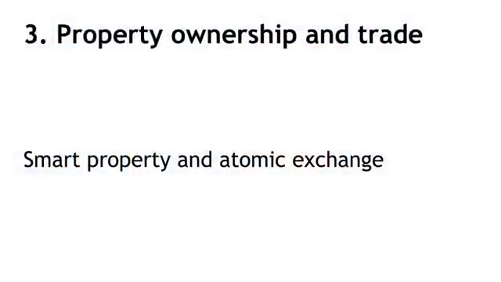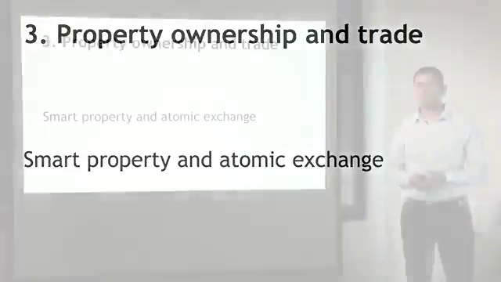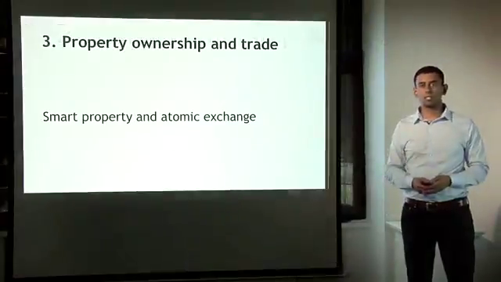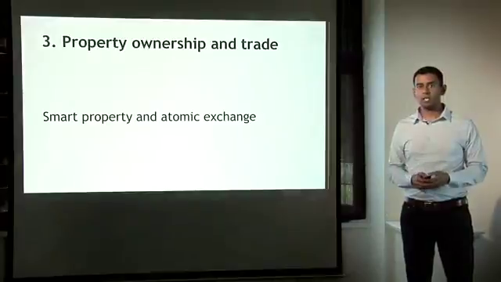Let's look at the third category, which is smart property ownership and trade, which is what we started by looking at. We can decentralize that using smart property and atomic exchange. And these two, ownership and trade, are related. They're not quite the same thing, but you can't completely separate them either. And hopefully the discussion at the beginning of the lecture has given you a good understanding of how to decentralize this.